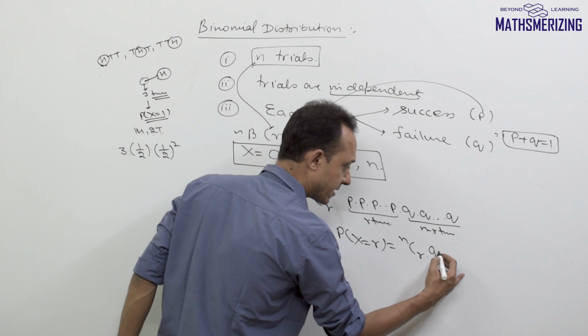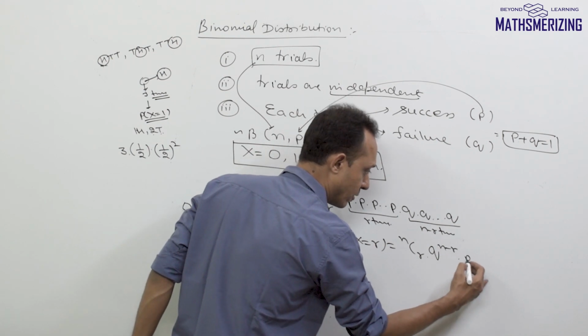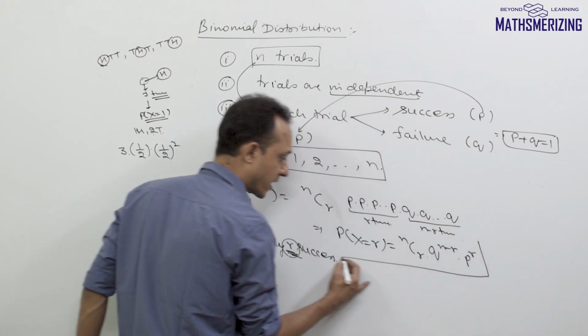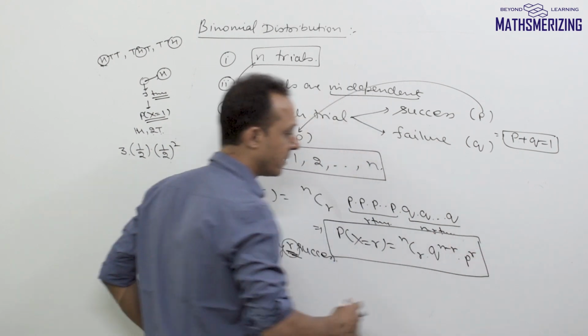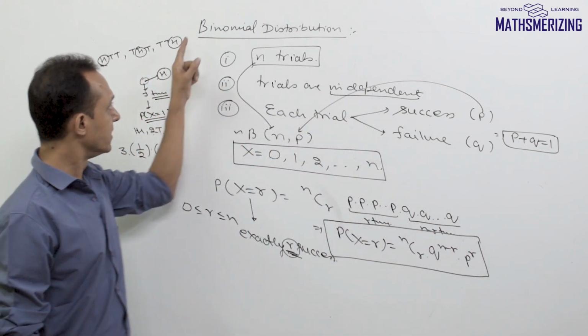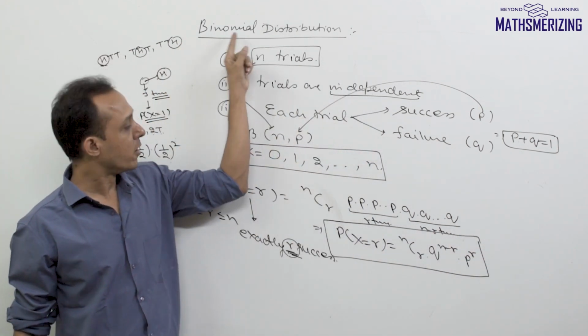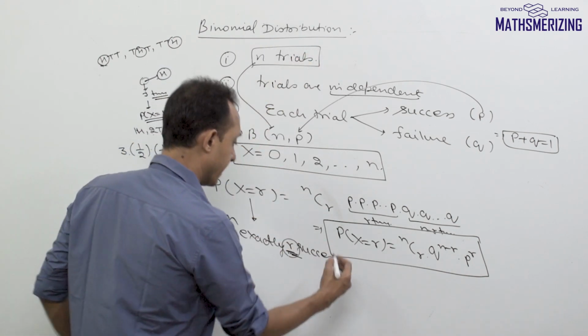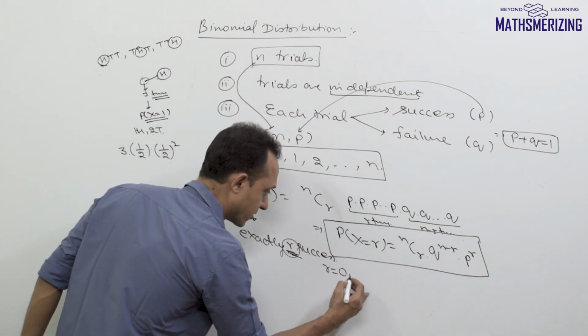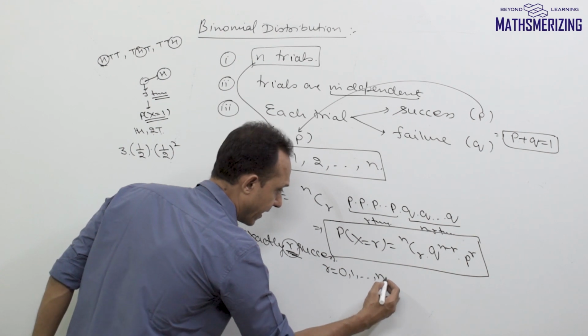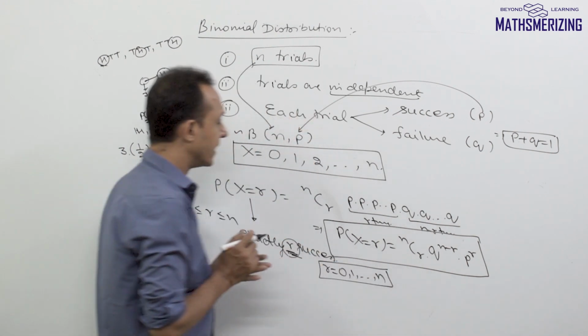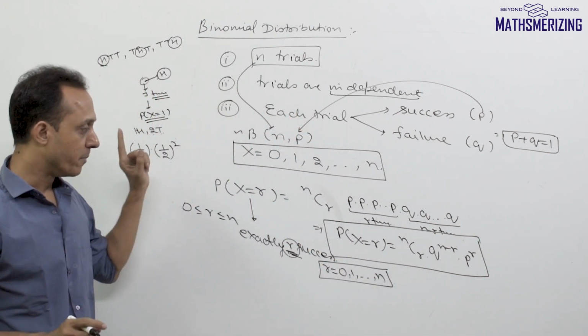I write this q first, q to the power n minus r into p to the power r, which corresponds to the general term in binomial theorem. So that's the reason we call this distribution as binomial distribution. And here the value of r is going to start from 0 and end up to n. So that is the reason we call this binomial distribution.